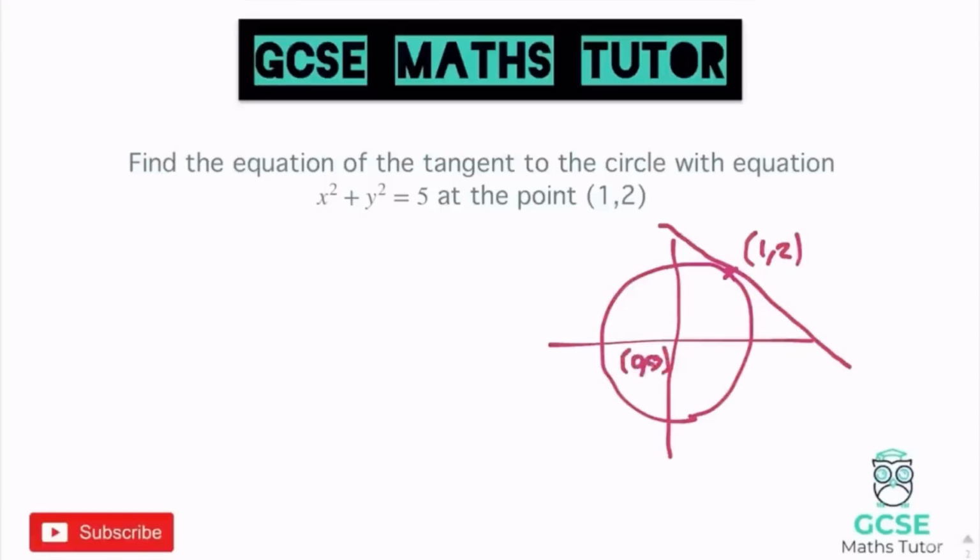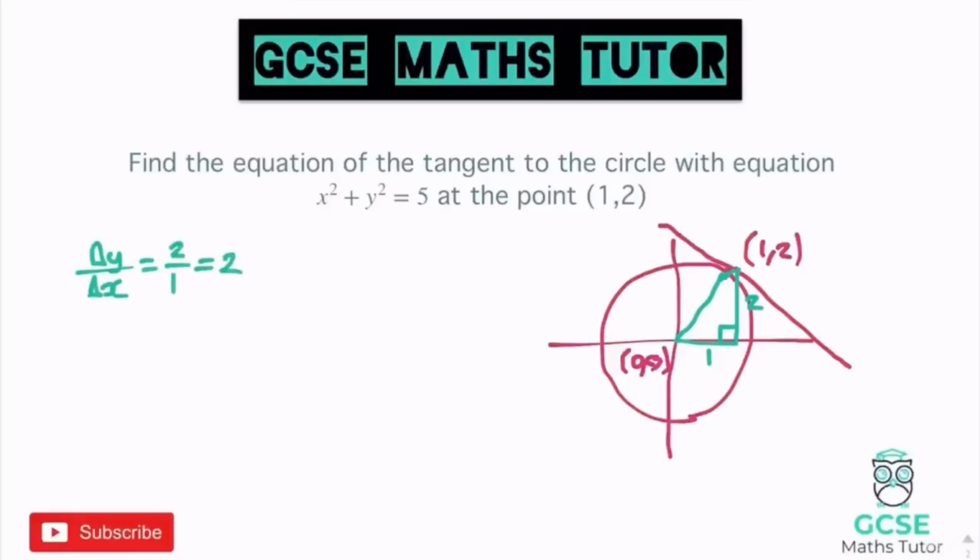There we go, and we can use that to help us visualise this. So we are going to find the gradient of this radius here, which we can do by drawing a little right angled triangle in. The rise goes from 0 up to 2, and the run goes from 0 to 1. So we can use that to find our gradient now. The change in y over the change in x is 2 over 1. That's quite a nice one because that's just 2.